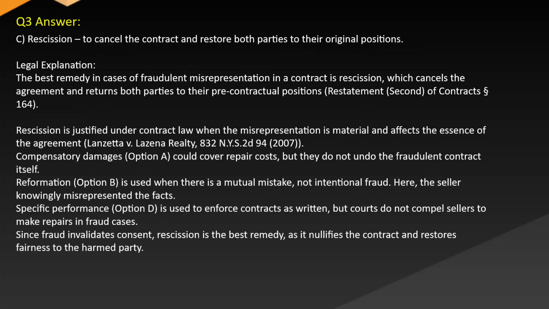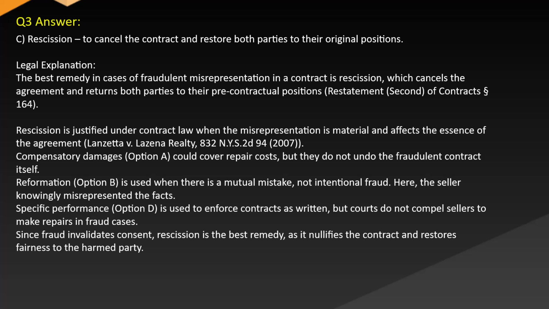Answer C. Rescission. To cancel the contract and restore both parties to their original positions. Legal explanation. The best remedy in cases of fraudulent misrepresentation in a contract is rescission, which cancels the agreement and returns both parties to their pre-contractual positions. Restatement Second of Contracts § 164. Rescission is justified under contract law when the misrepresentation is material and affects the essence of the agreement.